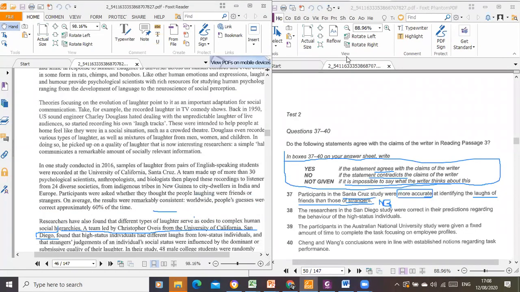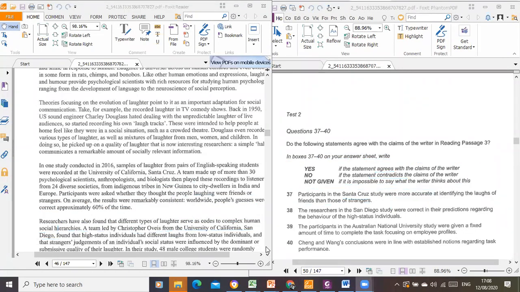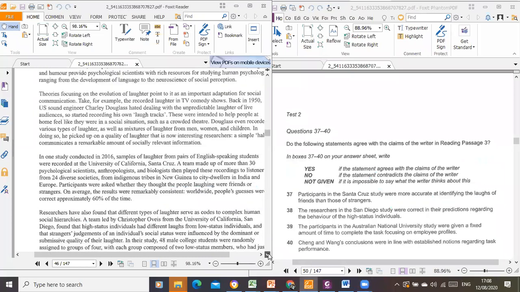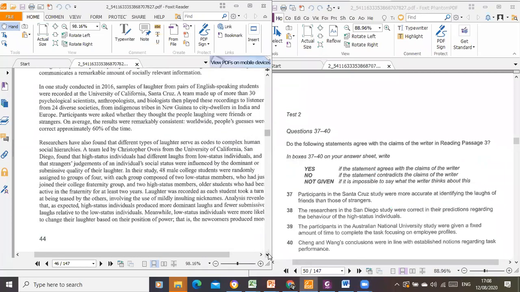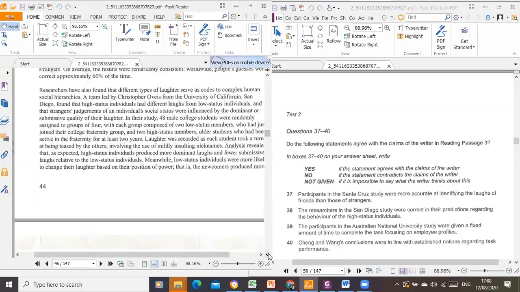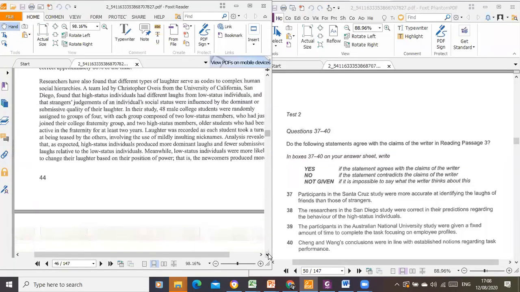Questions are always in order in yes, no, not given, true, false, not given. So looking for the other answers, I will have to come down. I don't have anything to do with any information before question 37, where I found the answer to 37.